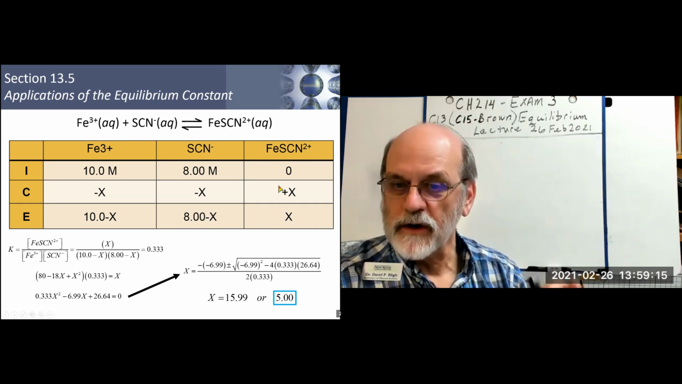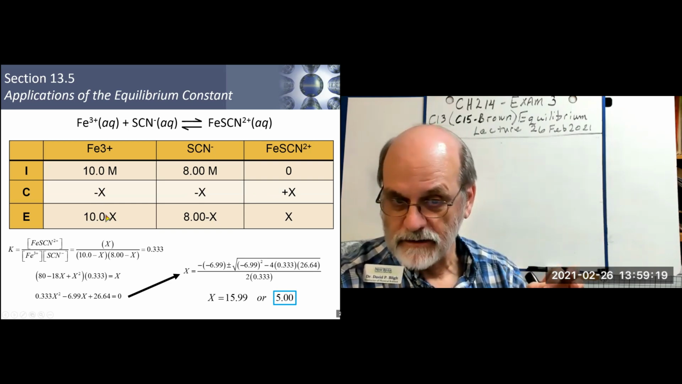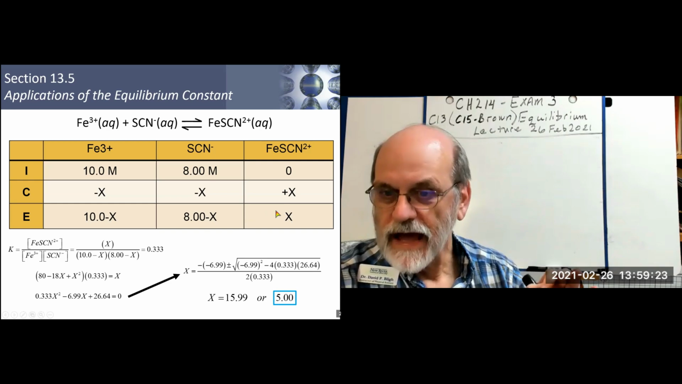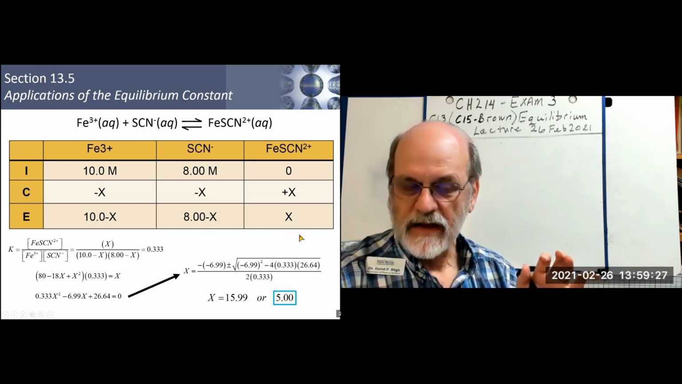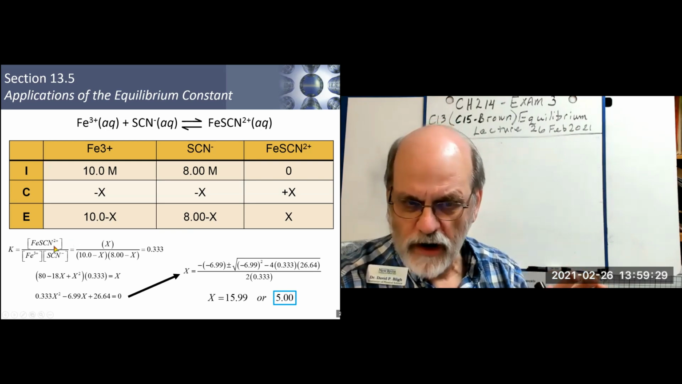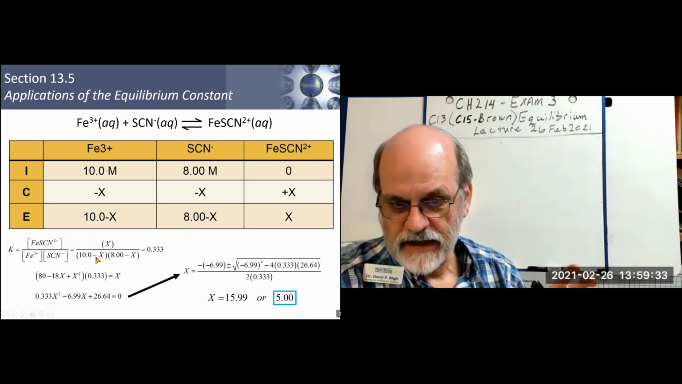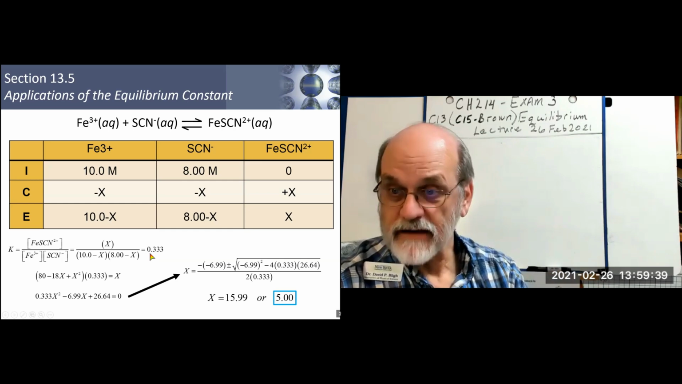Now, what's the equilibrium situation? The equilibrium is going to be 10 minus that amount, and 8 minus that amount, and that amount total is X. So we plug those values into the equation, right? Product, and then 10 minus X, 8 minus X here is equal to the K value.